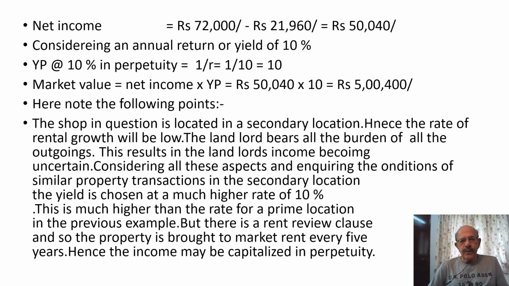Net income is equal to rupees 72,000 minus 21,960, which is equal to rupees 50,040. Considering an annual return or yield of 10%, since it is in a secondary location, year's purchase at 10% in perpetuity is equal to 1 by R, which is 1 by 0.10, equal to 10. So market value is equal to net income, the annuity, into year's purchase, that is rupees 50,040 into 10, which is equal to 500,400. Hence, note the following points in this problem.